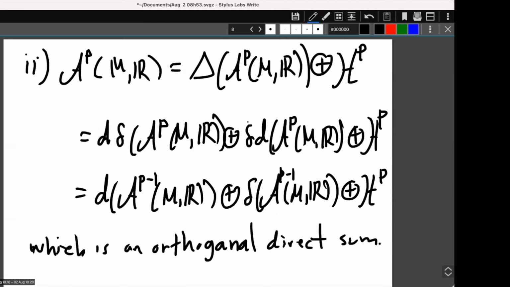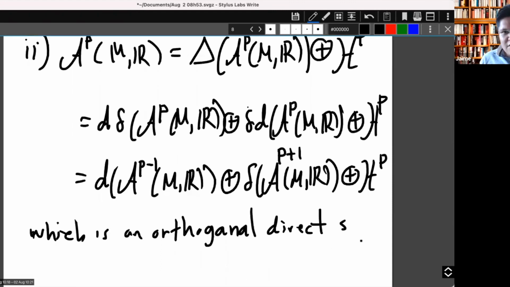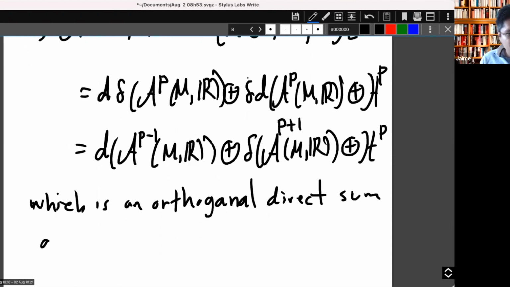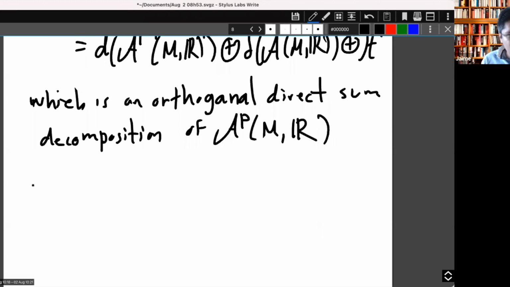Excuse me, Jaime. Do you mean A^(p+1) on the previous line? Yes. Delta of A^(p+1)? Yes, you're right, sorry. Yes. Thank you. So this is an orthogonal direct sum decomposition of the space of p forms, of differential p forms, all right? Consequently, I'm going to say more.